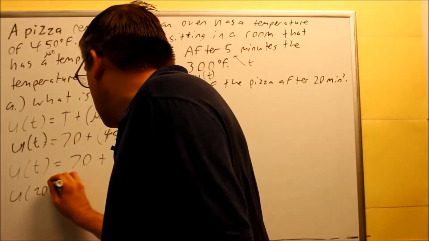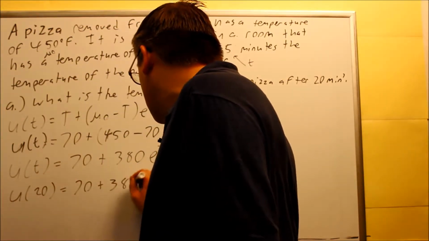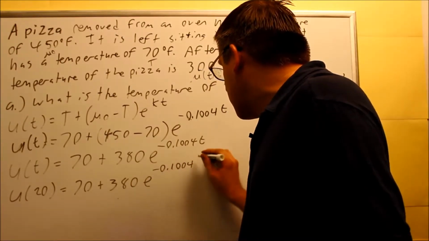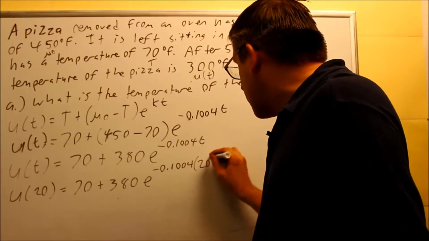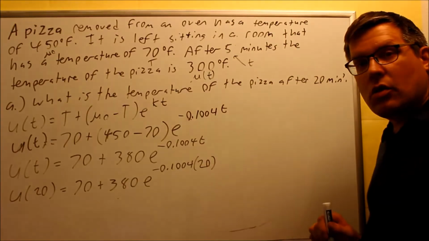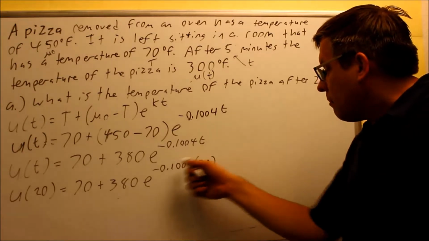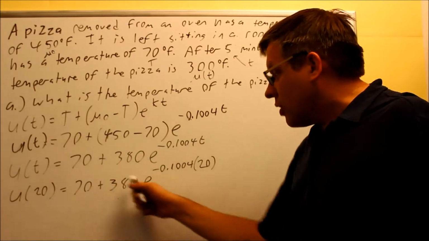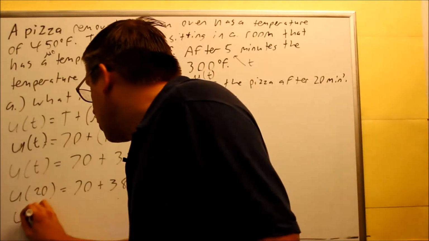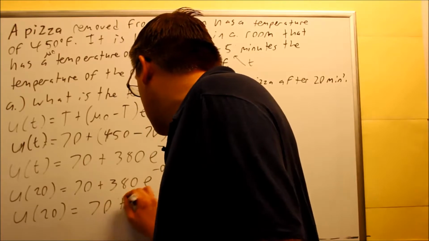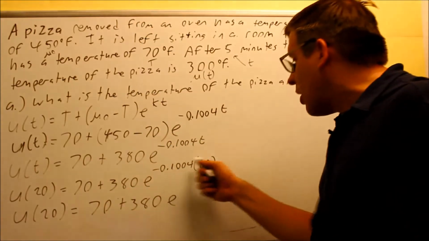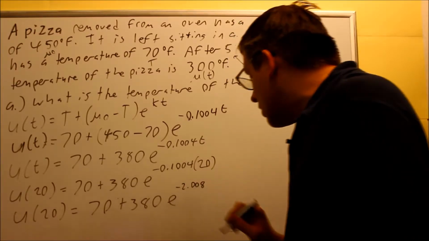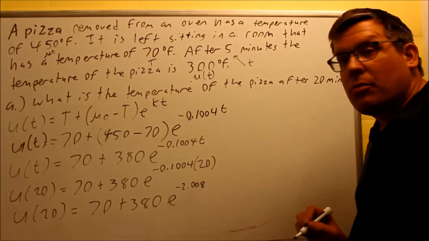So u of 20 will equal 70 plus 380 e to the negative 0.1004 times 20. That's our value for t, so we have 20 that's going to go inside there. We want to multiply the exponent part out. So again, these are not like terms. You can't take 70 plus 380 because that's connected to the e there. U of 20 is going to equal 70 plus 380 e. If I multiply that together, you get negative 2.008. That's what you would get for the exponent when you multiply that by 20.